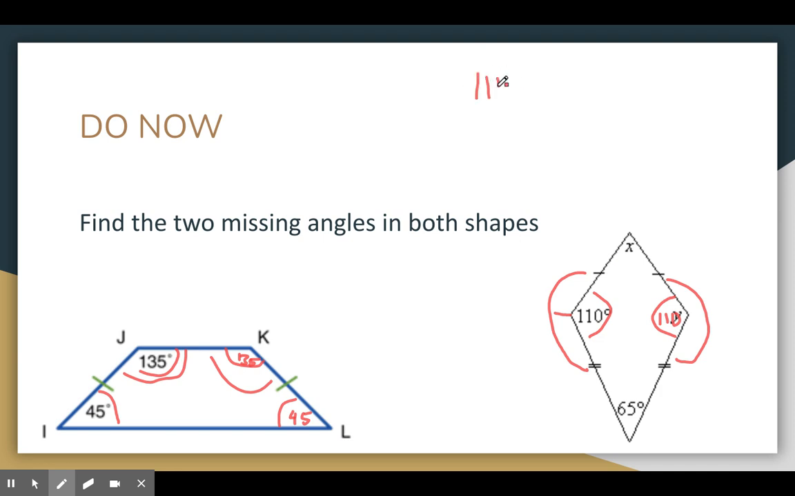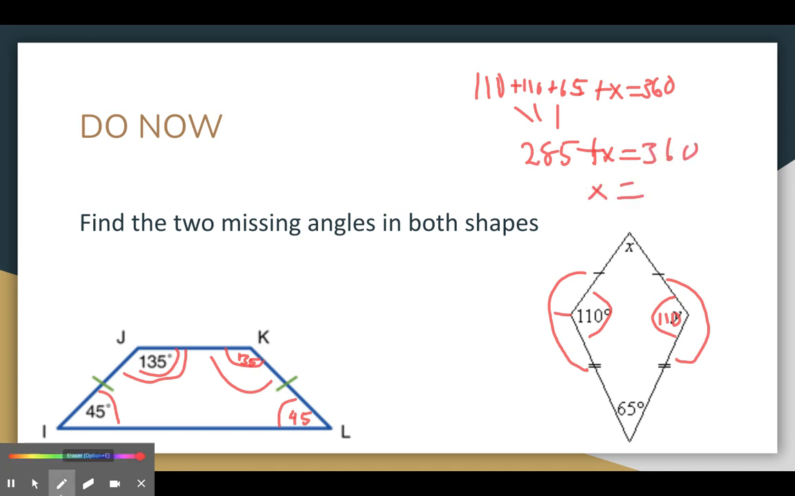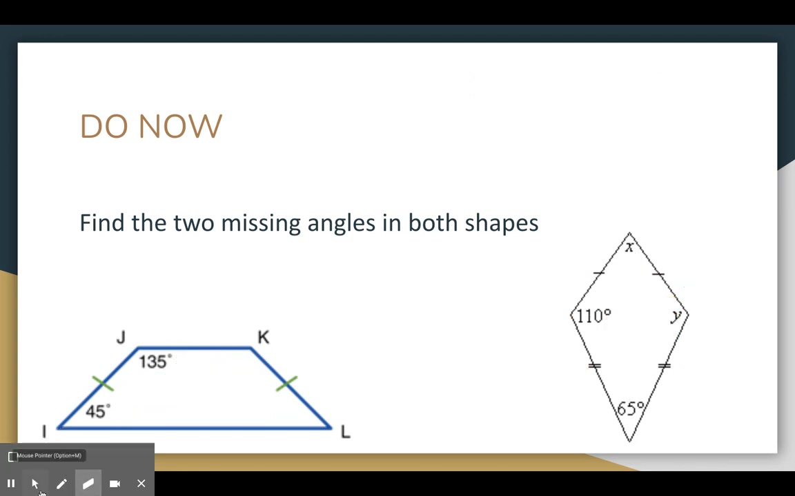So we just add them up: 110 plus 110 plus 65 plus this unknown angle X has to add up to give you 360. All right, combine like terms: 110 plus 110 is 220, plus 65 gives you 285, plus X equals 360. Subtract 285 from both sides, and we see that 360 minus 285 gives us 75. So that means this angle here is 75 degrees, right? Now you found all 4. Okay, just a quick review about trapezoids and kites.